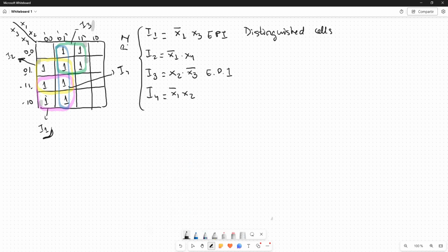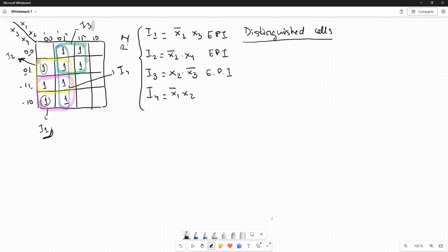because it's covering this cell. So it's going to be needed to cover all the ones of the function. If we remove implicant 1, this cell is going to be not covered. Implicant 2 is as well an essential prime implicant because it's covering this one. If we remove implicant 2, this one is not going to be covered. So remember, essential prime implicants are those implicants covering distinguished cells. Okay? Another definition.